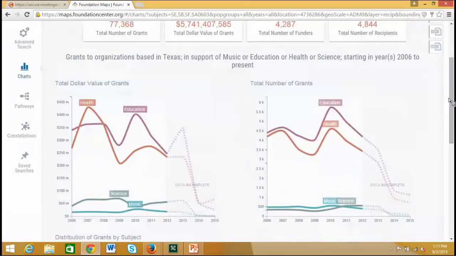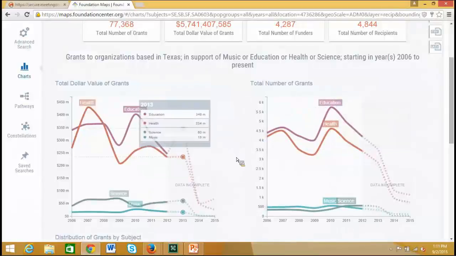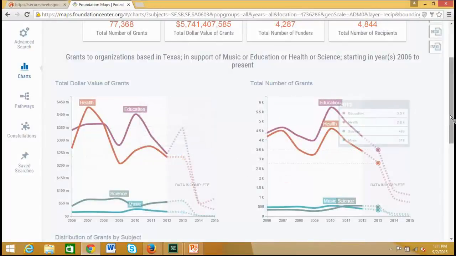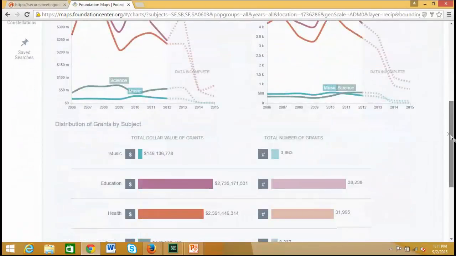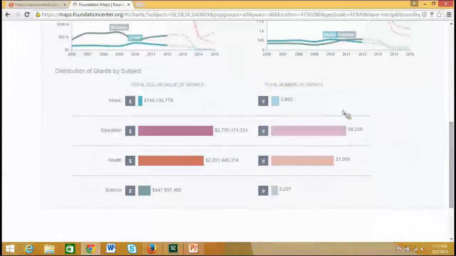You can see how education and health are pretty high up there as far as number of grants and dollar value of grants, and science and music are a lot lower. But if we scroll to the bottom, this is what the new feature is. We used to combine the dollar value and the number of grants together when we're aggregating them, and now they've been split out into two columns.